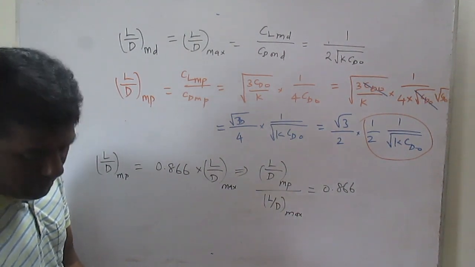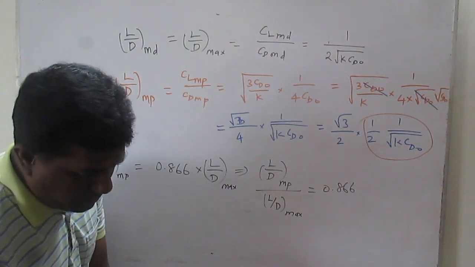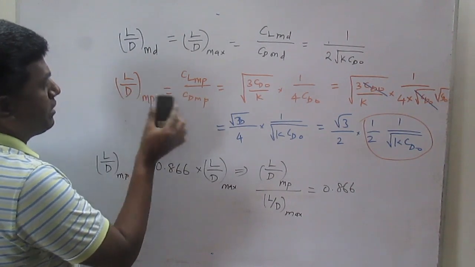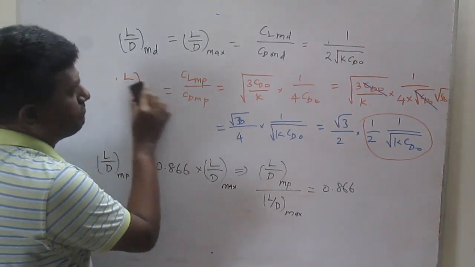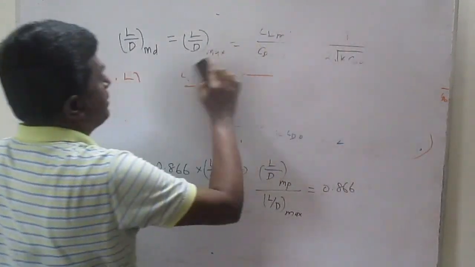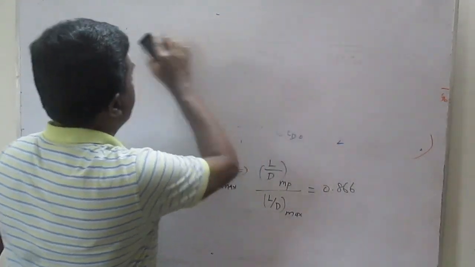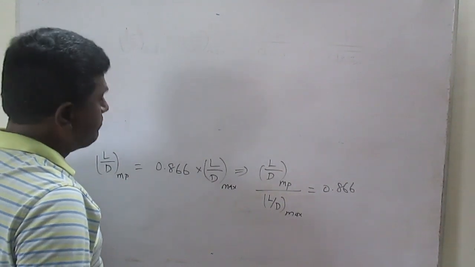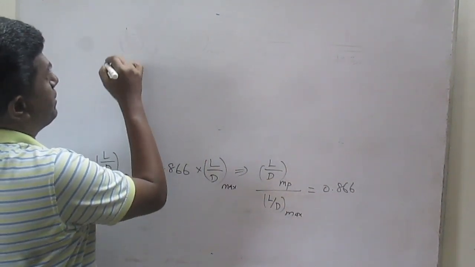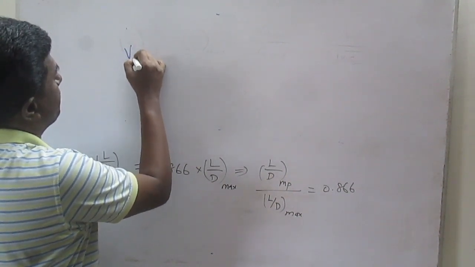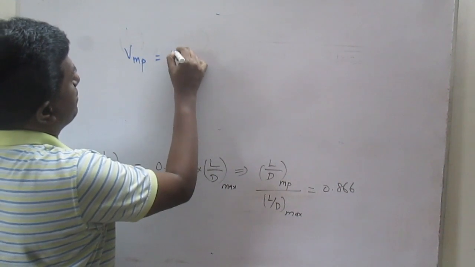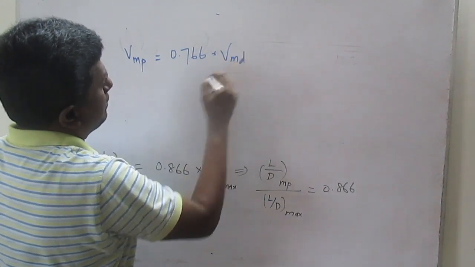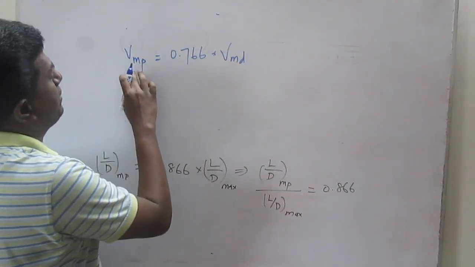Another one we can also find out is velocity. We know how to find the velocity at minimum drag and the velocity at minimum power, which is based on the CL. Already we have seen in the previous class that velocity at minimum power is nothing but 0.766 into velocity at minimum drag. So it means the velocity of the minimum power.